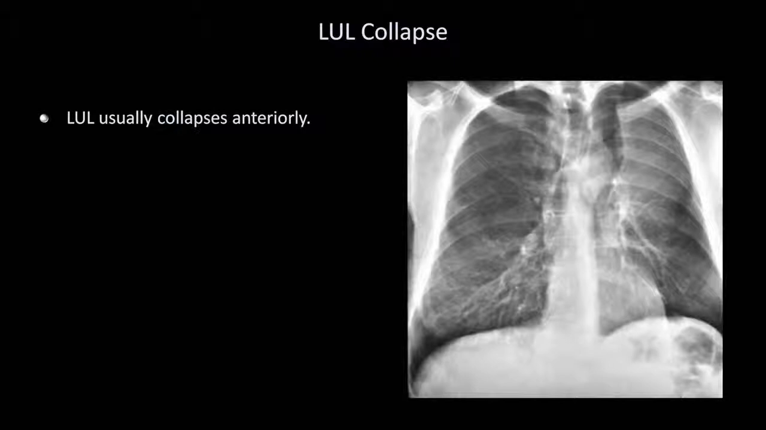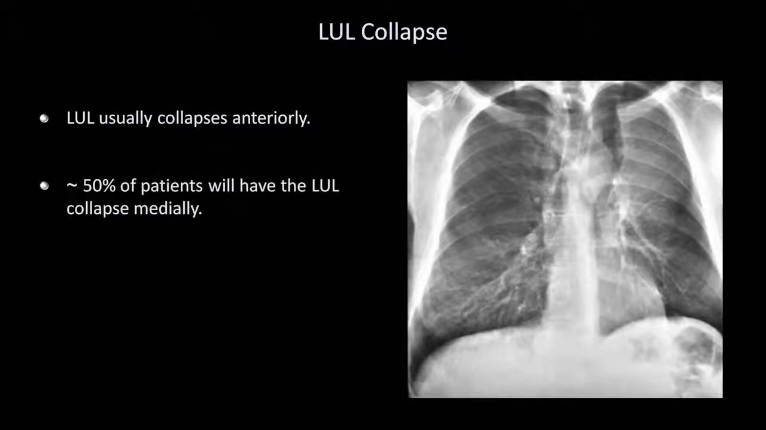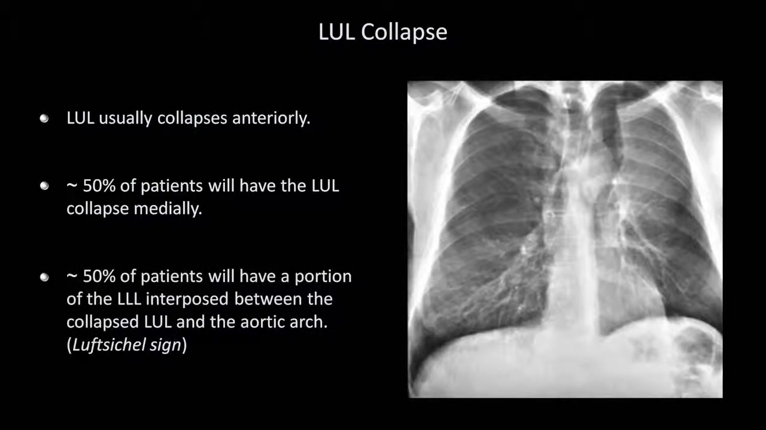The left upper lobe collapses anteriorly. In about 50% of patients, the left upper lobe also collapses medially, while in the other 50%, a portion of the left lower lobe will get interposed between the collapsed upper lobe and the aortic arch. This is called the Luftsichel sign, which is German for air sickle.